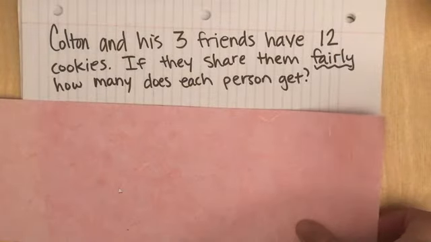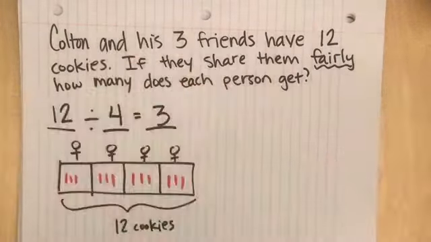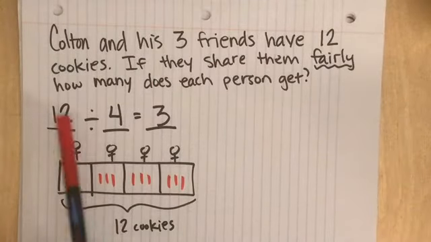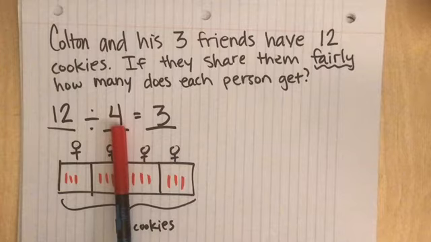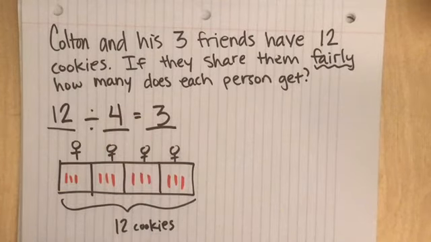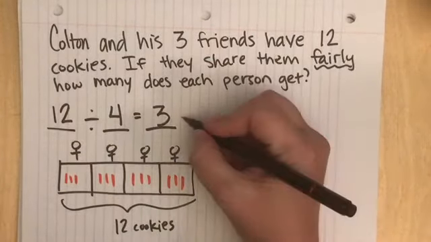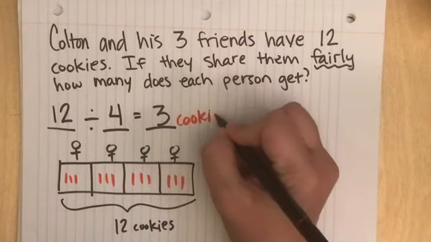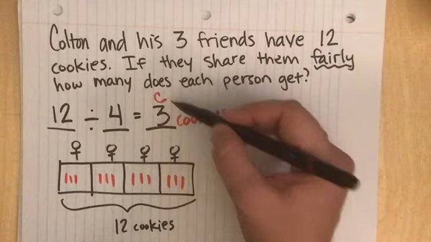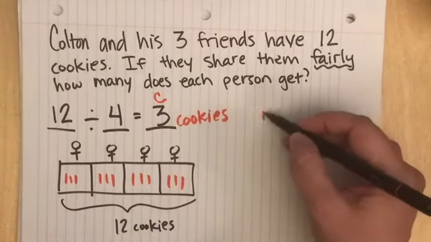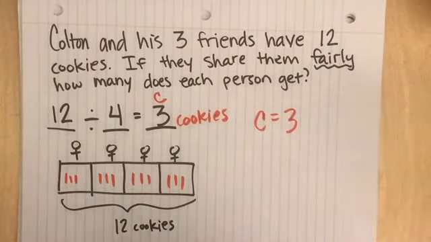I'm about to show the answer. All right, the answer is that you started with 12 cookies and you're dividing them into 4 equal groups. Your answer was that each friend should have gotten 3 cookies. If you had written your equation with the unknown, maybe you wrote C for cookies until you found it out, and then C would have equaled 3.